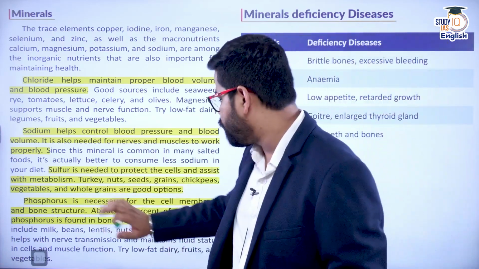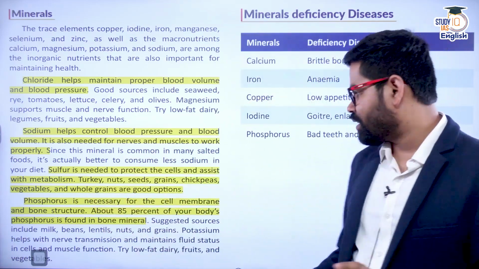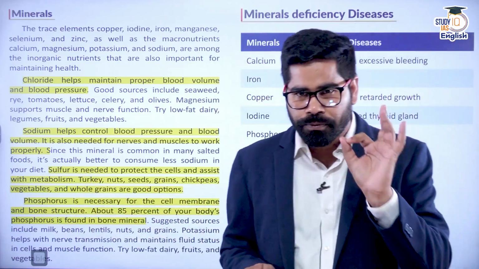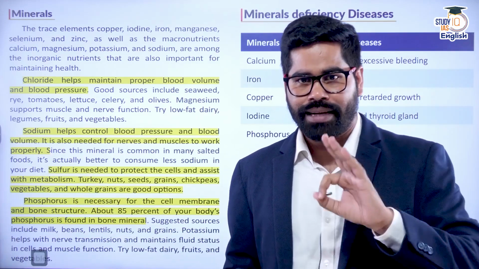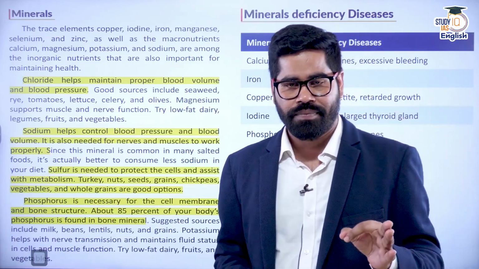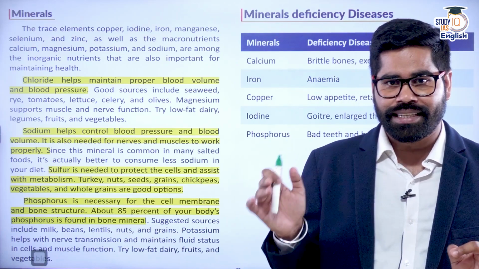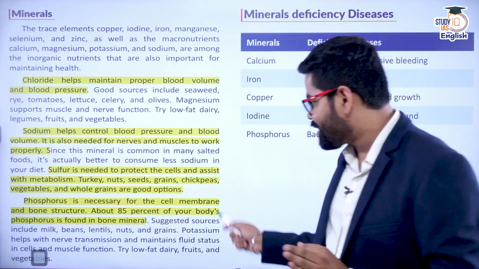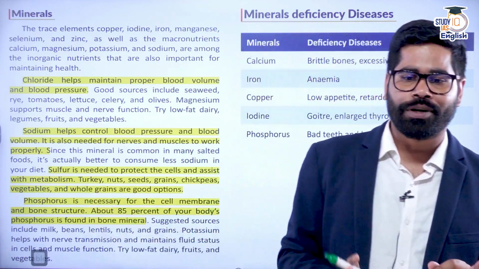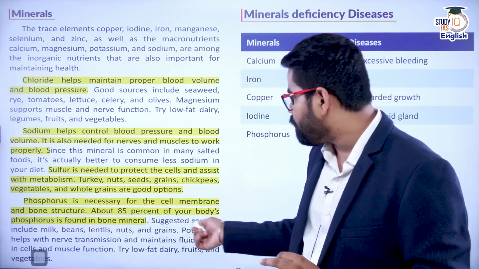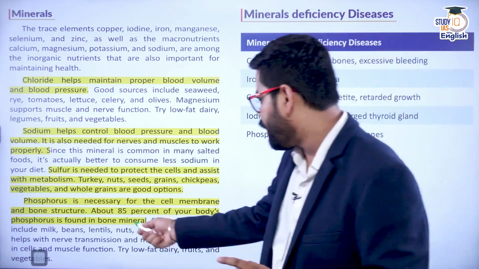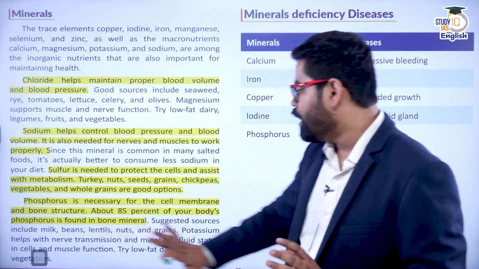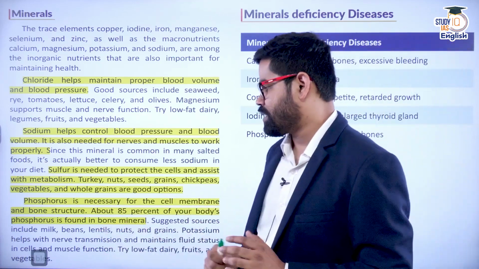If we talk about the phosphorus, it is necessary for the cell membrane and bone structure. Four major things are there: carbon, nitrogen, phosphorus, and sulfur. They are the main ingredients of the living organism. About 85% of body phosphorus is found in bone mineral. We can get it from milk, beans, lentils, nuts, grains, etc.